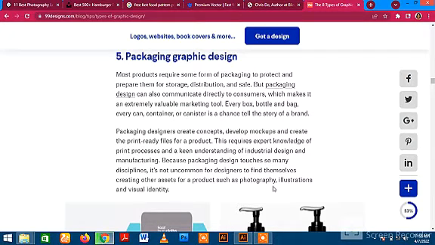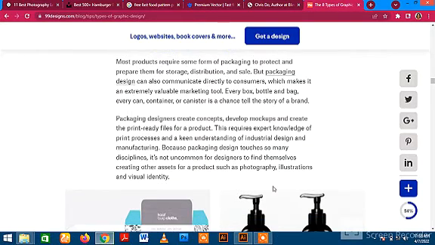Every box, bottle, bag, container, can is a chance to tell the story of a brand, because every brand has a story. So as a packaging designer, you are telling the story of a brand with what you're creating. This requires expert knowledge of print processes and a keen understanding of industry design and manufacturing.